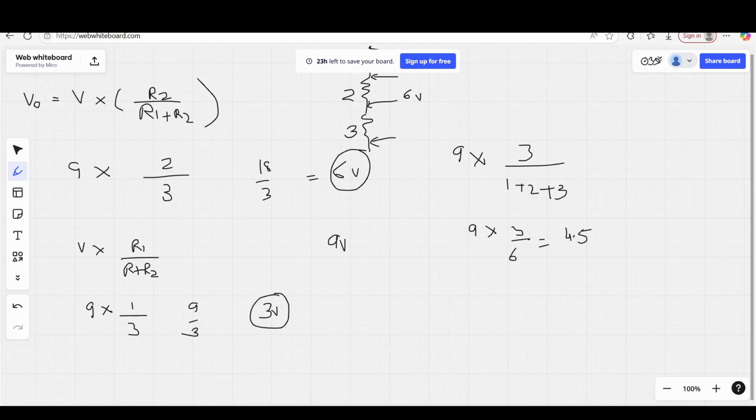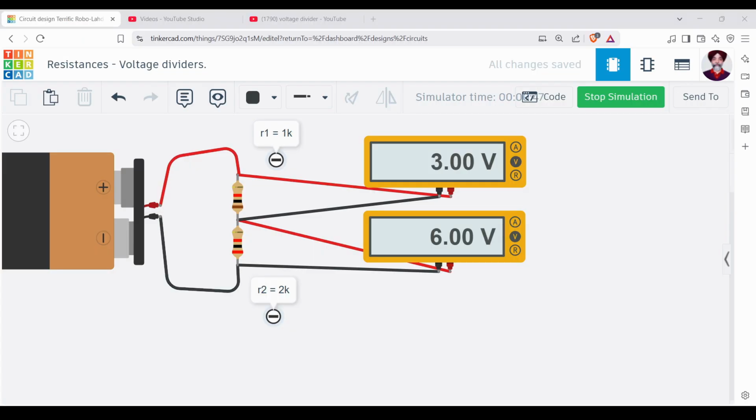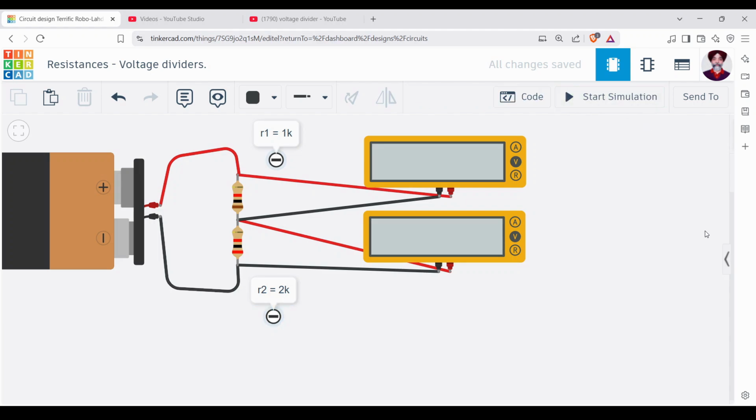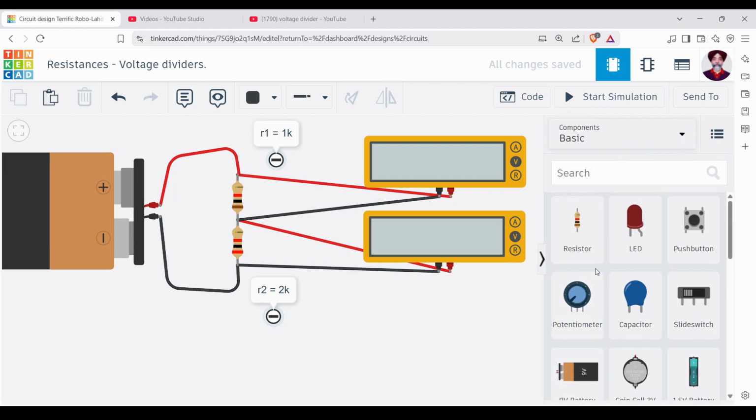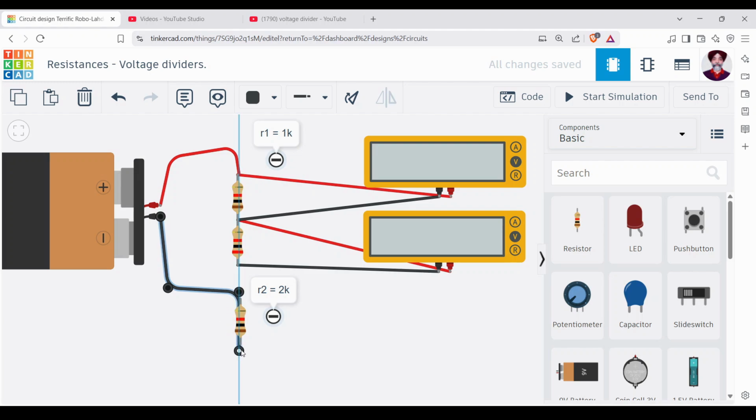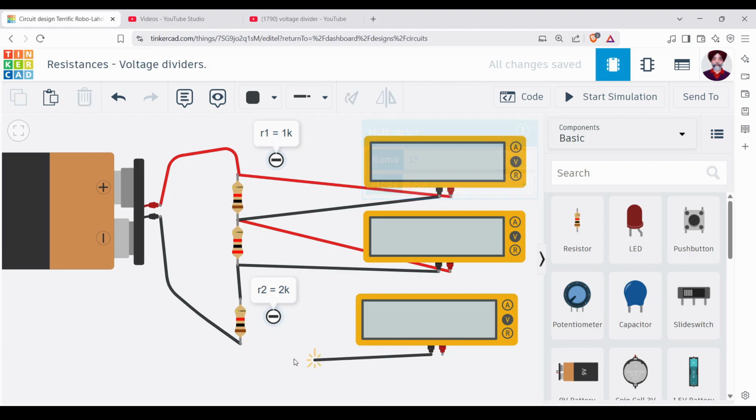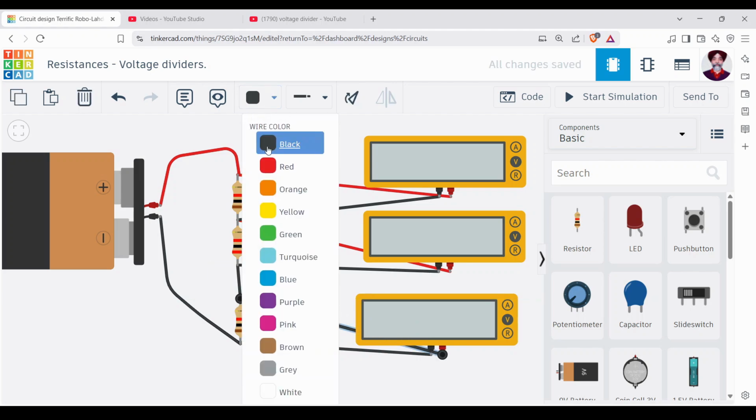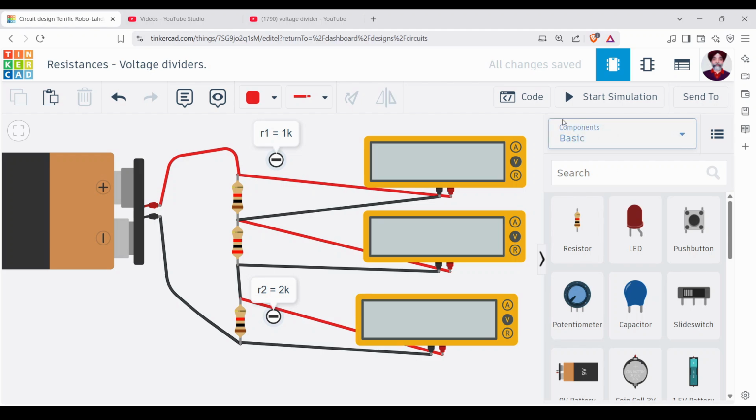Let us see what voltage is actually going to be across it. Let's bring in another resistance here. So I'll bring in another resistance and connect this to over here and this with this, and bring in another multimeter and see how things happen. I'll connect this to the negative side and this to the positive side. Color them properly. Let us see.